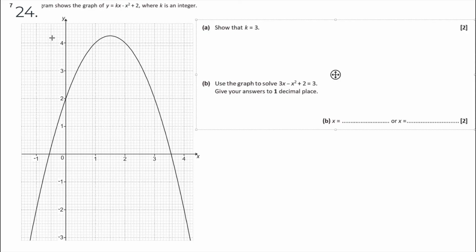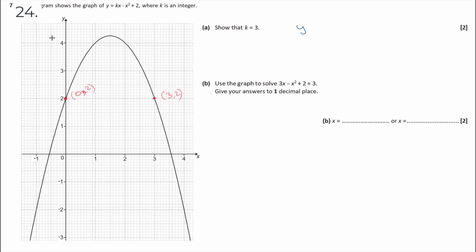I think what I'm going to do is pick a couple of points on the graph that are easy to read. So I'm going to pick this point here, which is 0, 2, because I know that lies on the graph. Maybe I'll pick this one over here as well, which is 3, 2. Now, if I sub those into the equation, they should be true, shouldn't they? I don't know if I need one or both. Maybe I just need one.